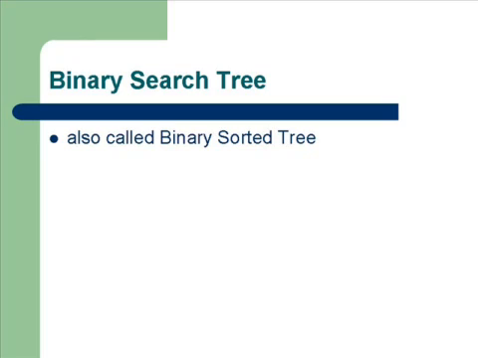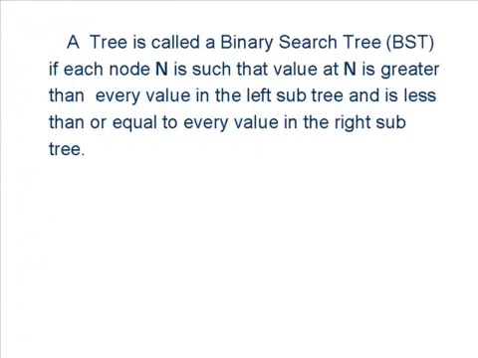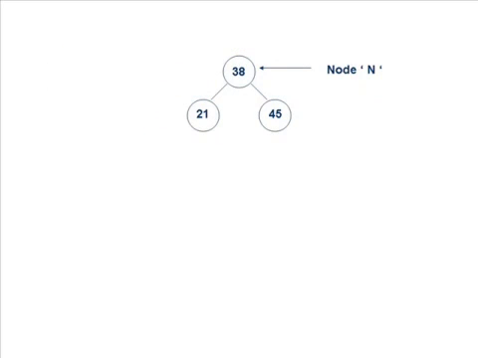Today we will study binary search trees. A binary search tree is also known as a binary sorted tree. Let us read the definition of a binary search tree. It states, a binary search tree is a tree if each node n is such that the value at n is greater than every value in the left subtree and is less than or equal to every value in the right subtree.